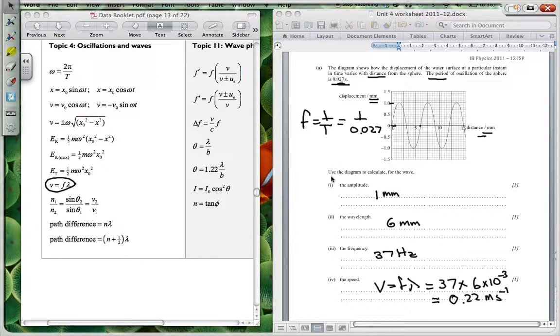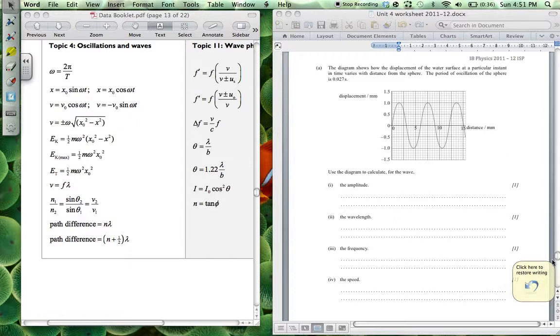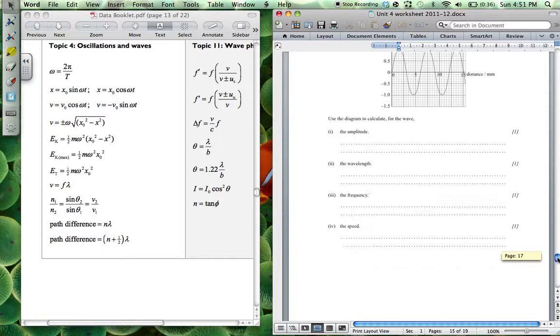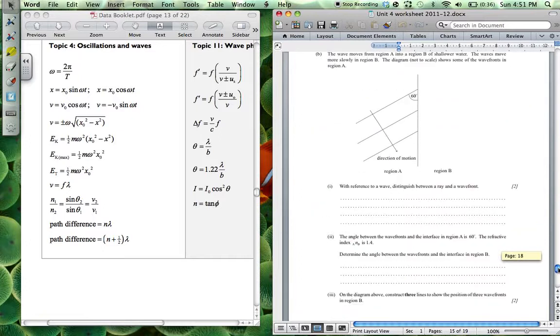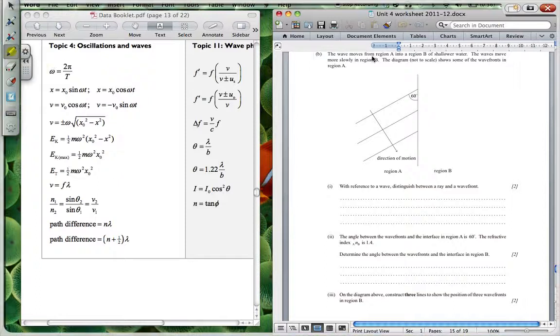Good, so going on to the next part of this question. Now it says over here, the waves move from region A to region B of shallow water. The waves move more slowly in region B. Well, that was nice of them to tell you, because in shallow water the waves move more slowly. The diagram, not to scale, shows some of the wave fronts in region A.